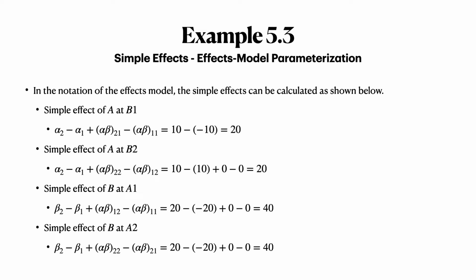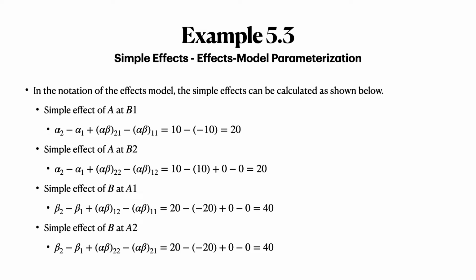The simple effect of A at the second level of B is alpha 2 minus alpha 1 plus alpha beta 22 minus alpha beta 12. And so that's going to be equal to 10 minus, that should be a negative 10, plus 0 minus 0, or 20.